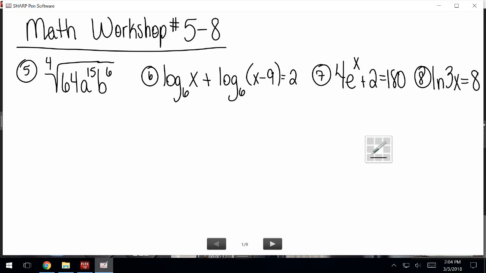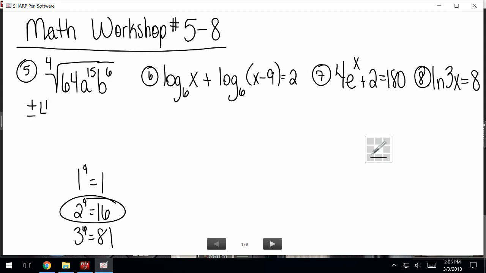Alright, number 5, you've got 64. Well, 64 is not a perfect fourth, but remember how to get perfect fourths. 1 to the fourth is 1. 2 to the fourth is 16. 3 to the fourth is 81. So obviously 64 is not on that list, but 16 divides into 64. So if you take your calculator and divide that, then you will get 4. Okay, and since it's an even root, we're going to put plus and minus 4.